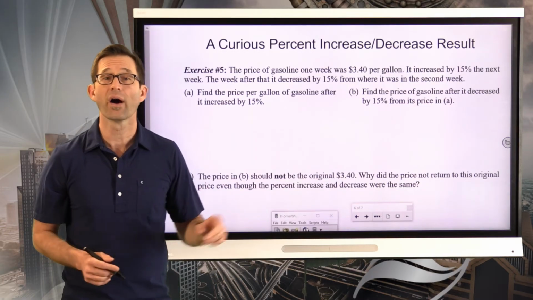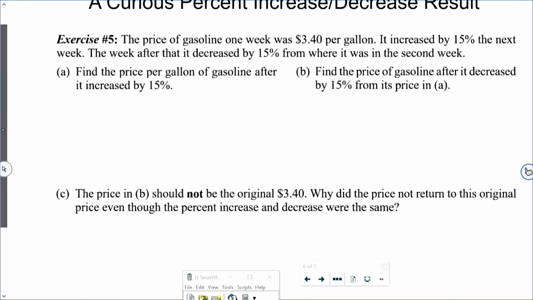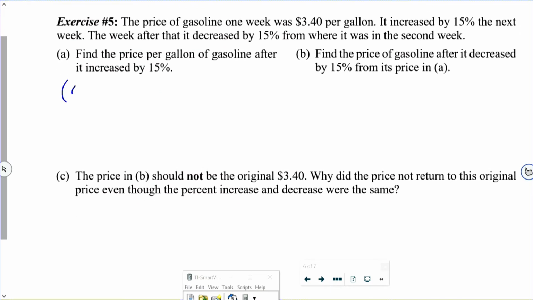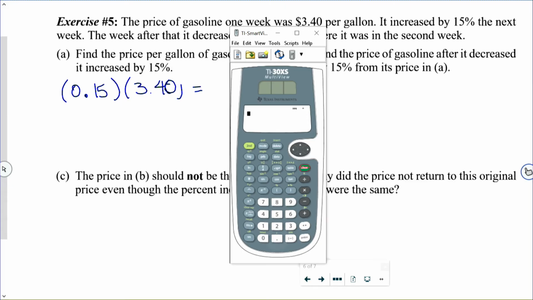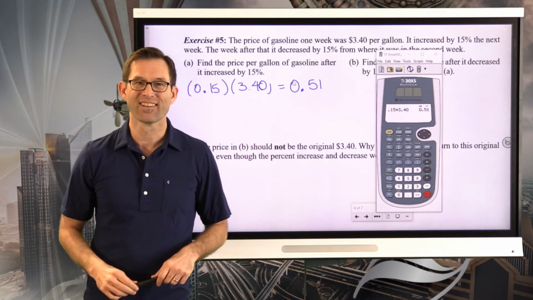All right, well, let's first find 15% of $3.40. Simple enough. I'm going to do 0.15 times $3.40. Let me bring my calculator out. 0.15 times 3.40, and that's 0.51. Again, I have to really emphasize, that is not the price of the gasoline.